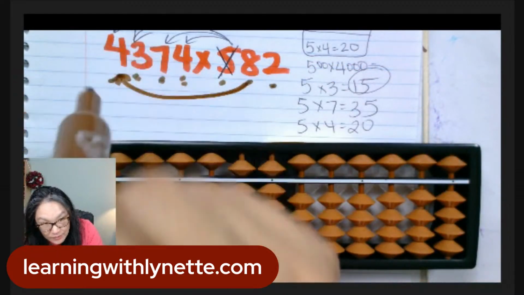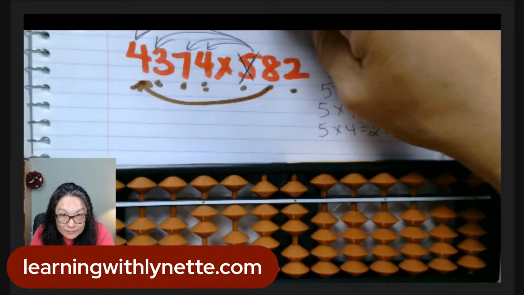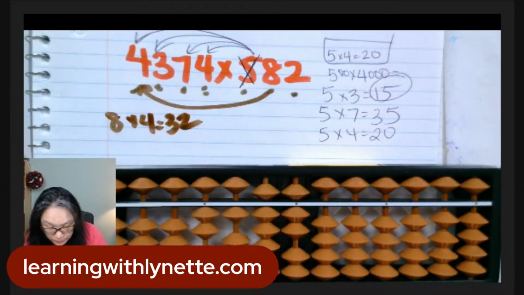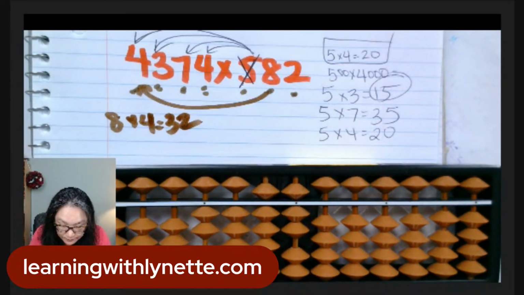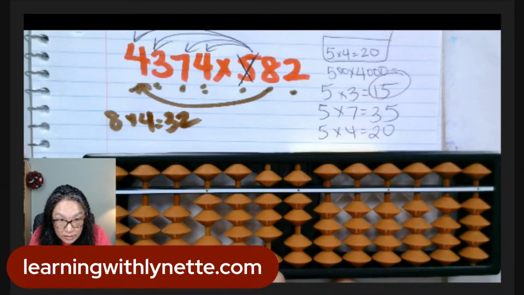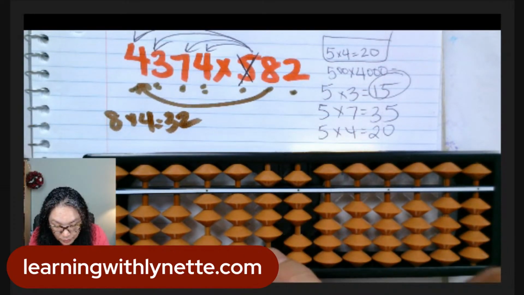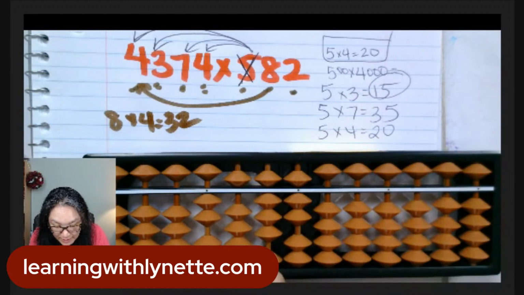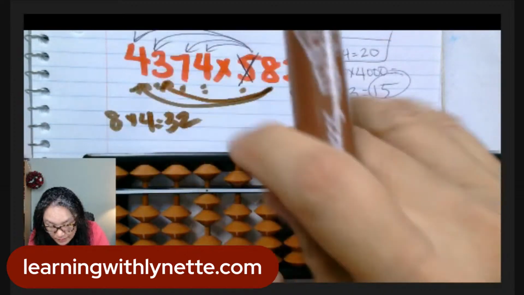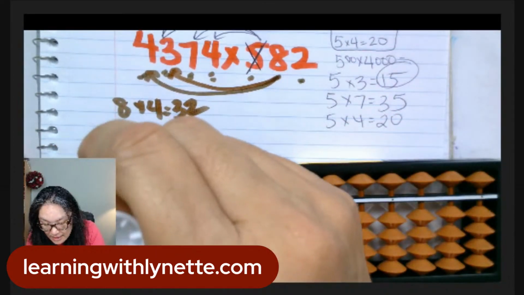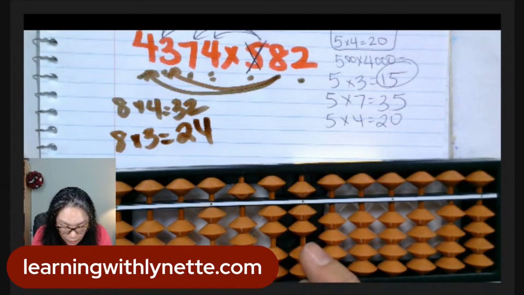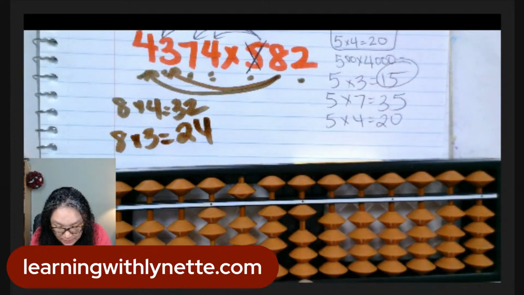We go 8 times 4. 8 times 4 is 32. I add 30 and I add 2. Cannot plus 2, so I thank you, Bible. Plus the 10 minus the 8. 8 times 3 is 24. Add 20, add 4. Can't add 4. Plus the 10 minus the 6.